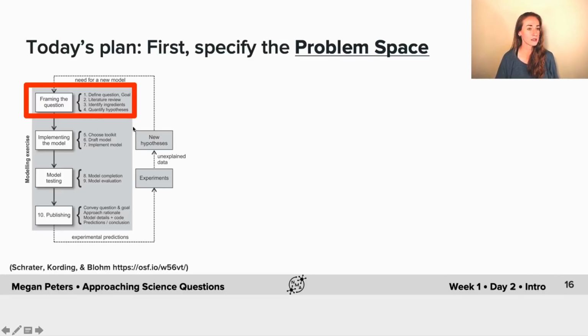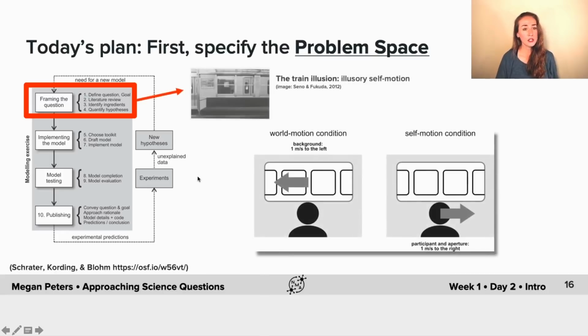So this is really this top box here, steps 1 through 4, where you're framing the question. You're going to do this today using a cute little toy example, which is the idea of the train illusion, or the illusory self-motion that you feel on a train sometimes. So you've probably all experienced this on a train or maybe an airplane at some point in your life. So you're sitting there on the train, you're sitting in the station, you're not moving, you're just looking out the window, and then the train next to you starts moving.